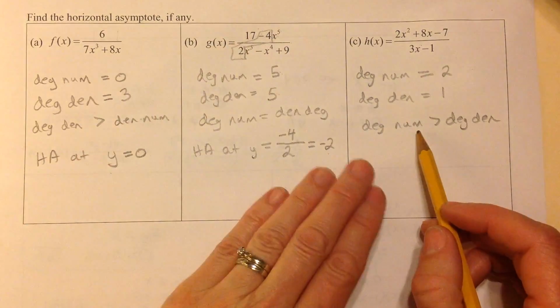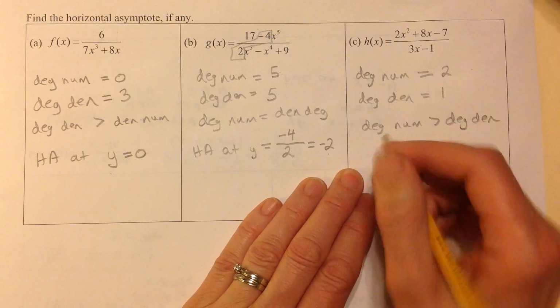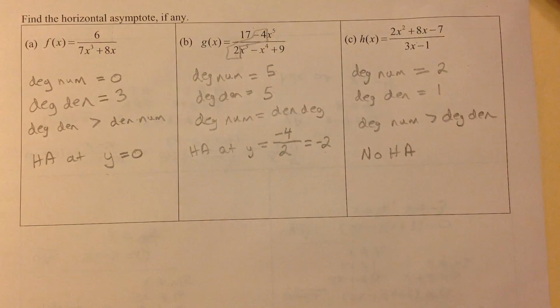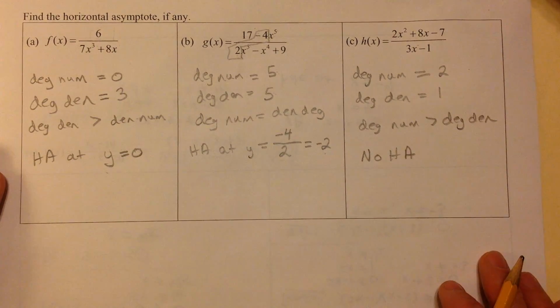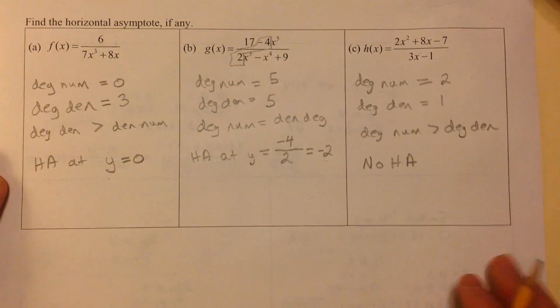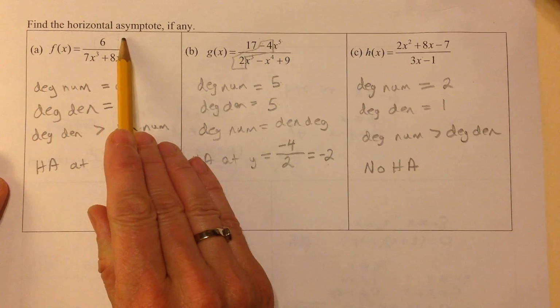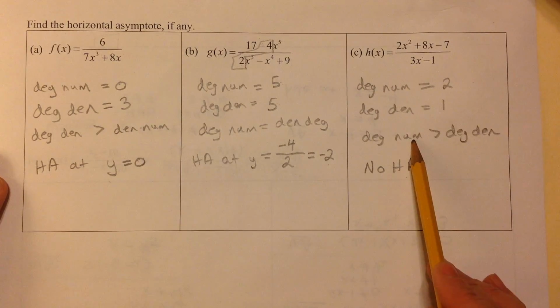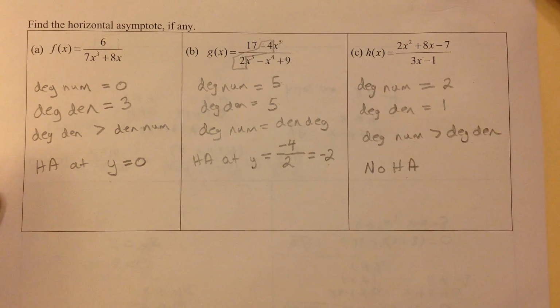In this situation where the degree of the numerator is larger than the degree of the denominator, there is no horizontal asymptote. What would actually happen is we get what's called an oblique or a slant asymptote, but we're only asked to find horizontal asymptotes, and there is no horizontal asymptote when the degree of the numerator is larger than the degree of the denominator.